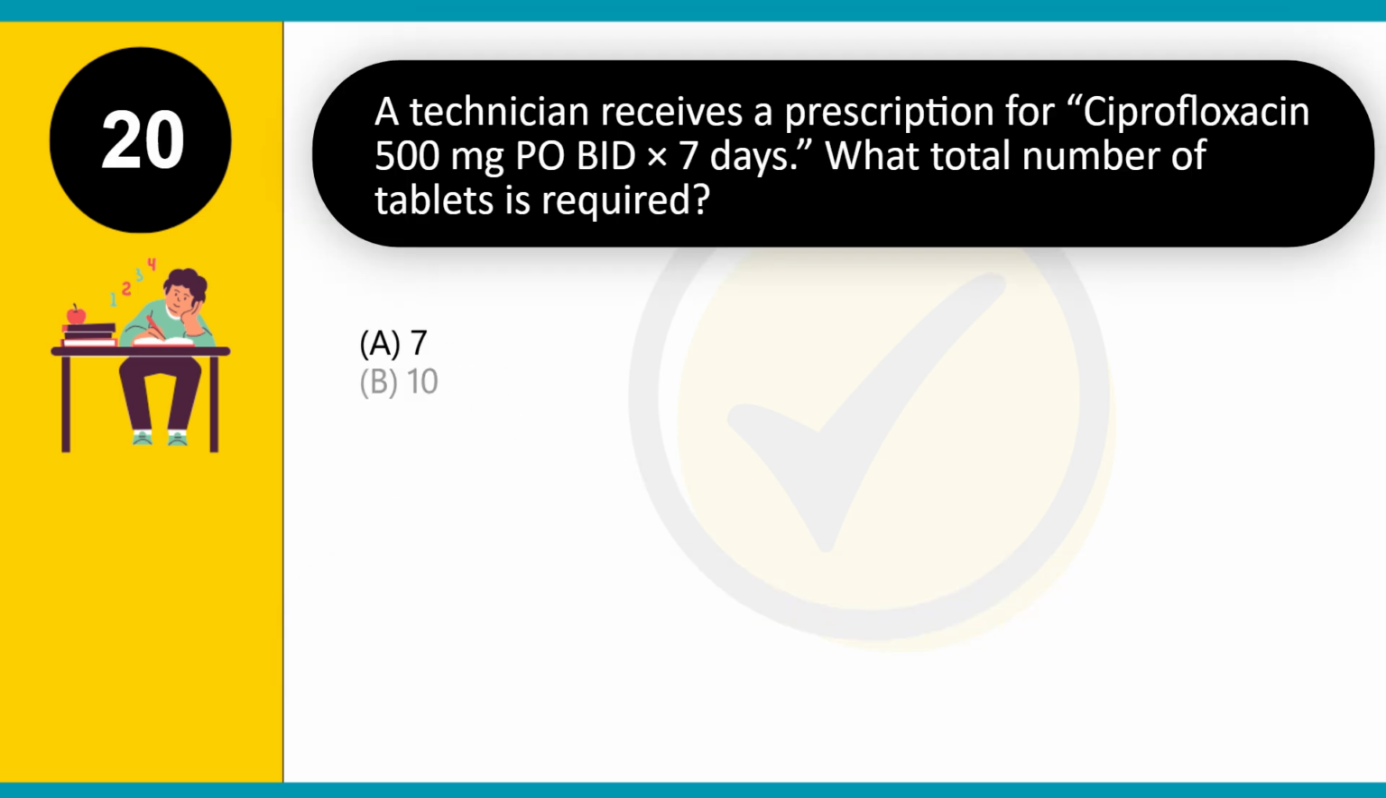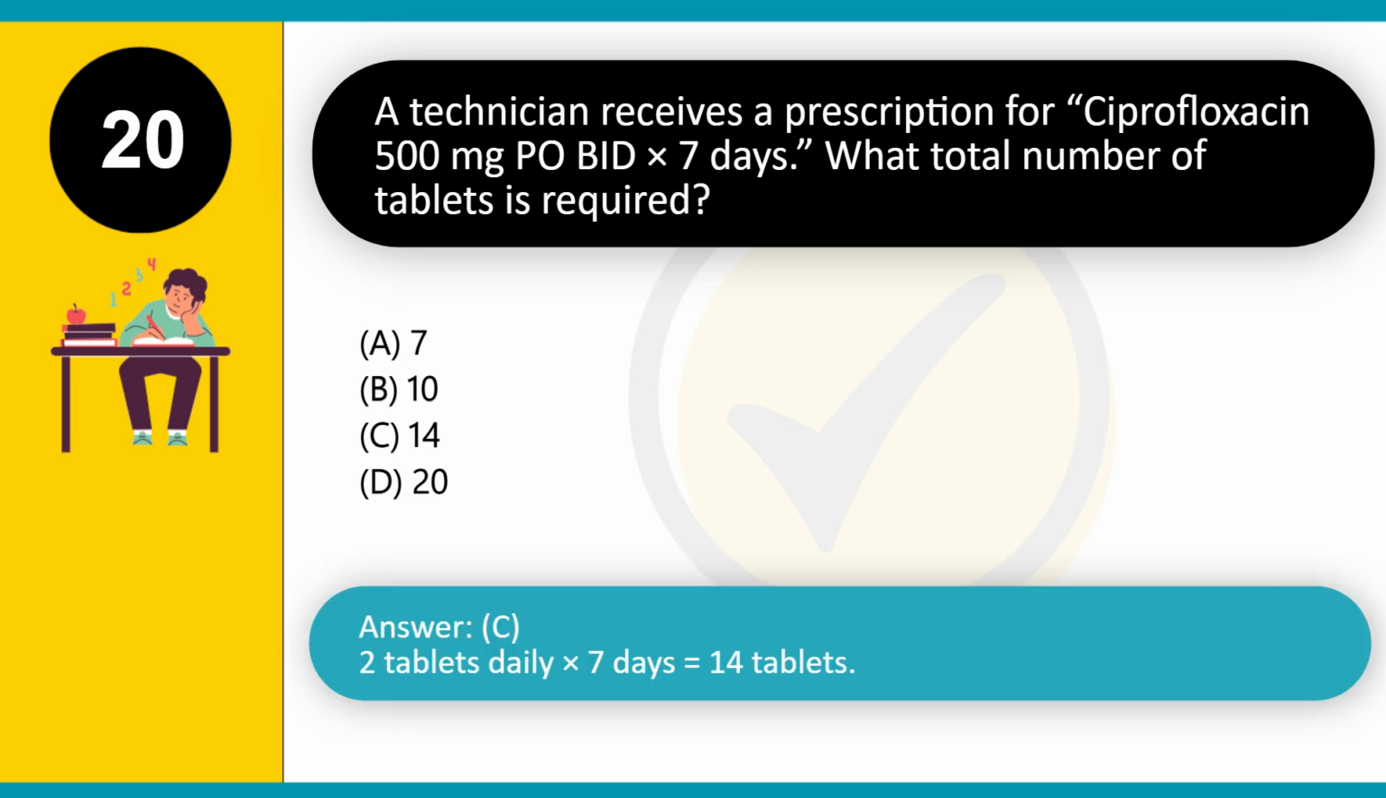A technician receives a prescription for ciprofloxacin 500 mg PO bid times 7 days. What total number of tablets is required? A. 7. B. 10. C. 14. D. 20. Answer, C. 2 tablets daily times 7 days equals 14 tablets.